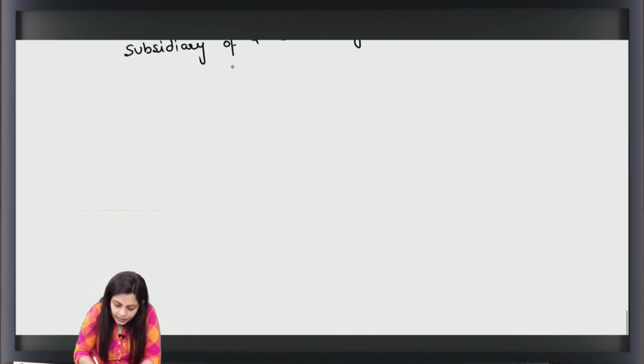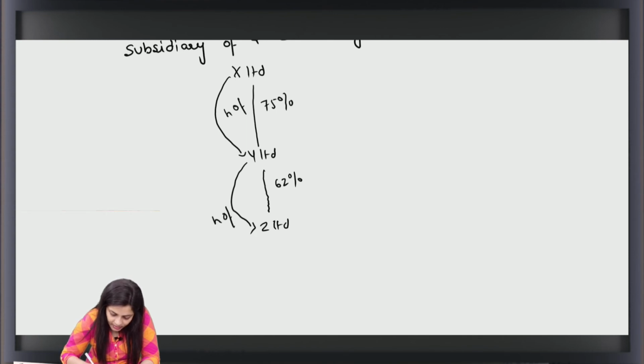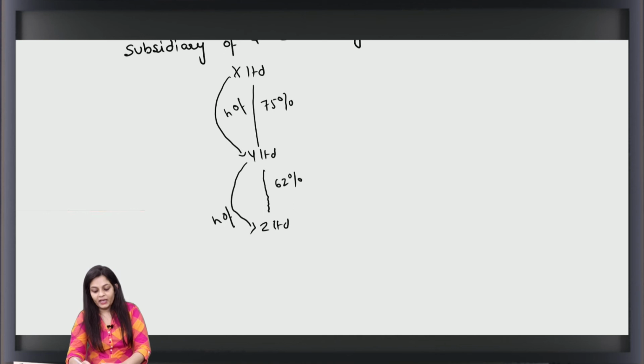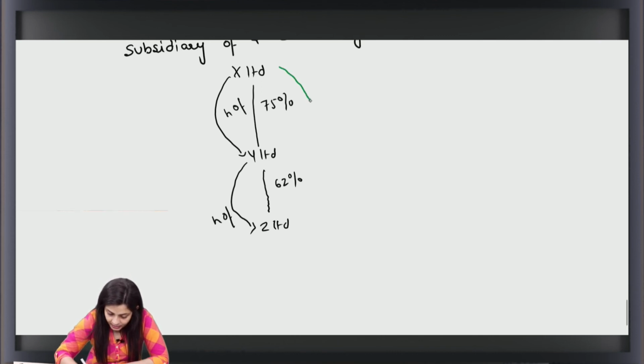So let us say X Limited holds 75% voting powers of Y Limited. Can we say X Limited is the holding of Y Limited? Yes? Okay. Y Limited holds again 62% of Z Limited. Can we say Y Limited is the holding of Z Limited? Yes. Now subsidiary of a subsidiary, can we say Z Limited is subsidiary of a subsidiary for X Limited? Can I say that X Limited is the holding of Z Limited? Yes or no? Please try to understand.